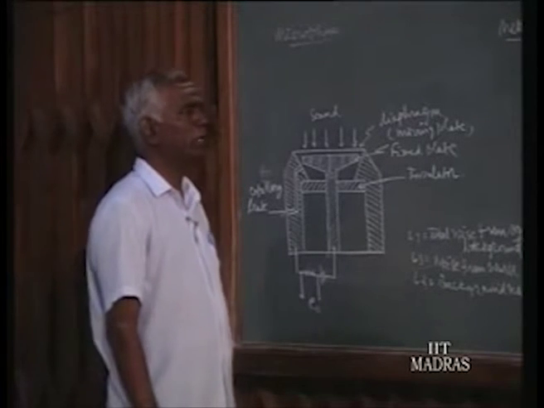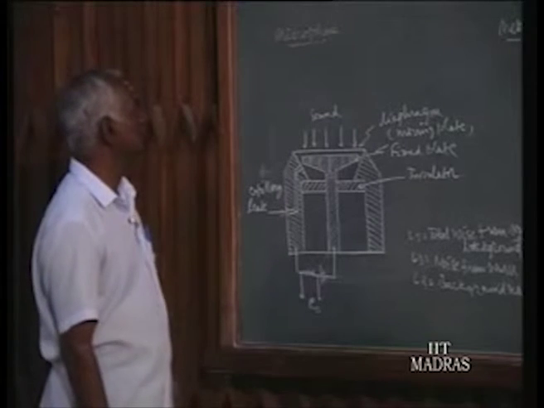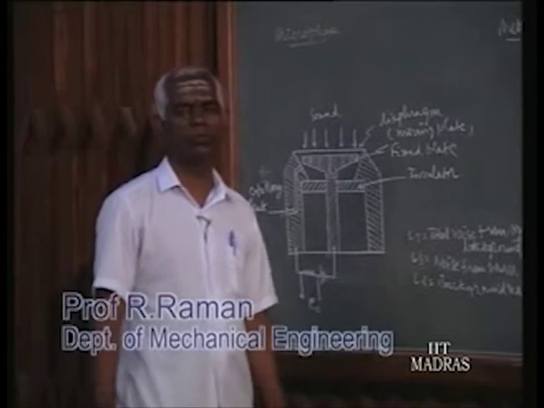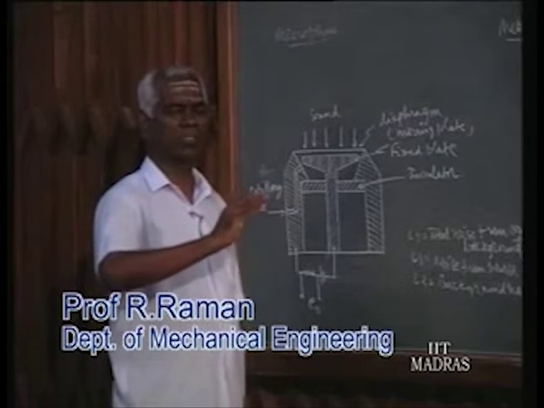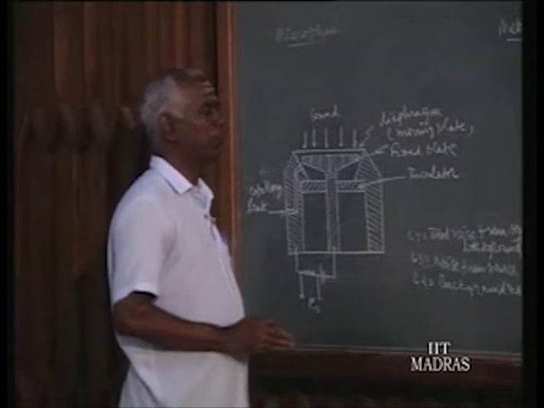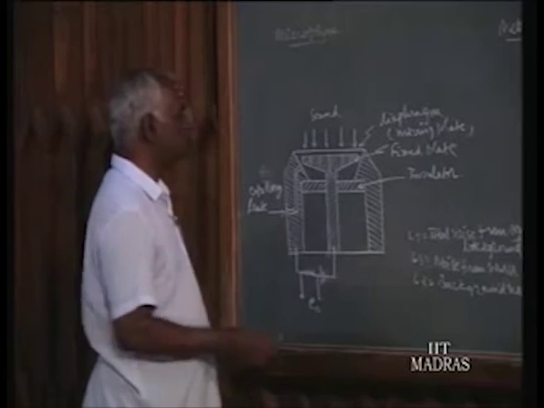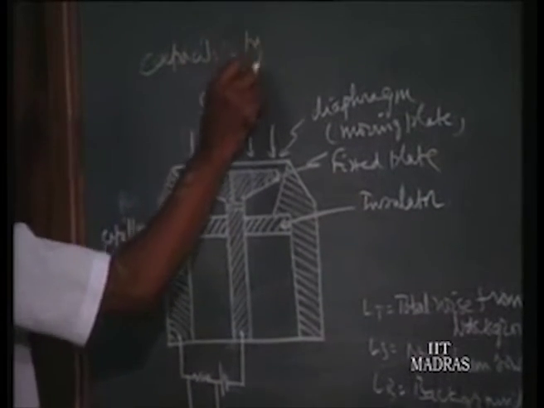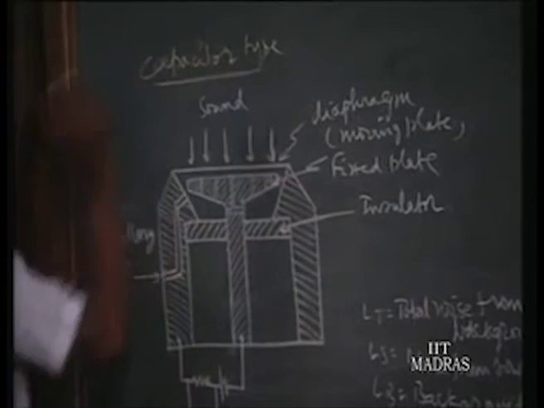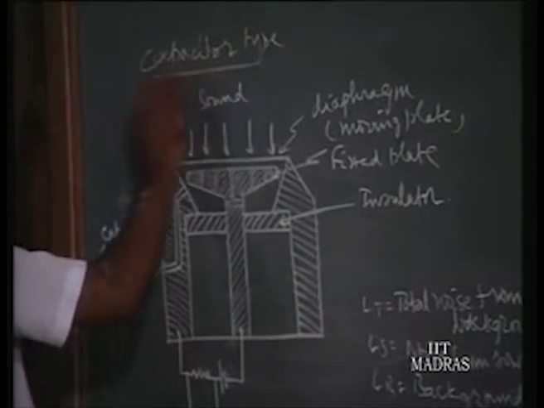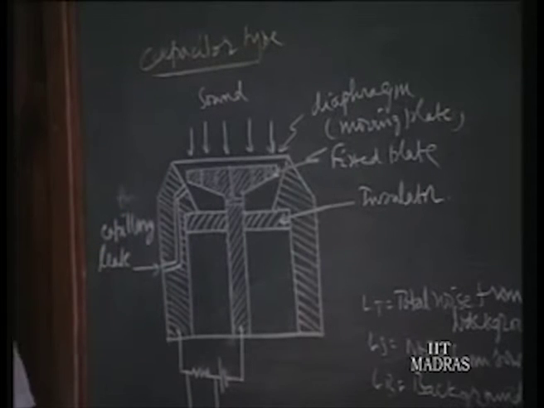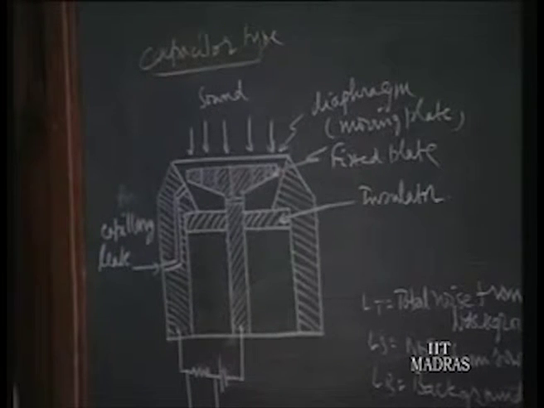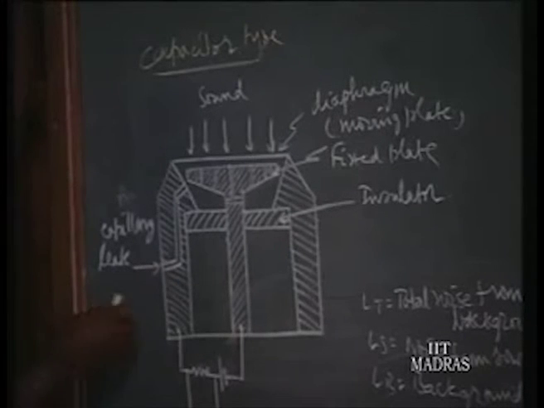Now we will see how the microphone functions. We have seen in the sound level meter, the microphone transduces the sound or pressure variation into voltage variation. How is this obtained? We will see one version, that is the capacitor type microphone. For a capacitor we have two plates. Whenever we change the distance between the two plates, the capacitance varies. That can be made use of in a suitable electrical circuit, and we can get a corresponding voltage signal. That is the principle used here.